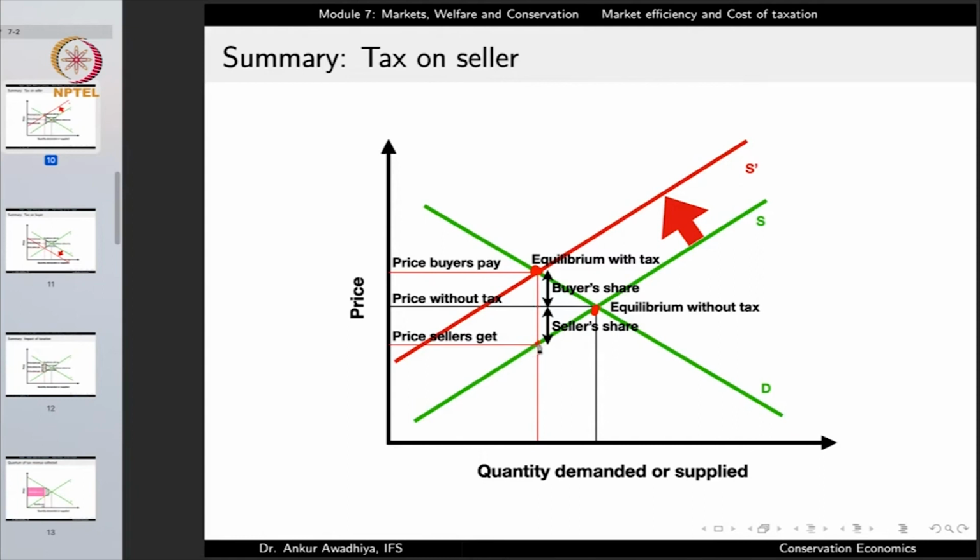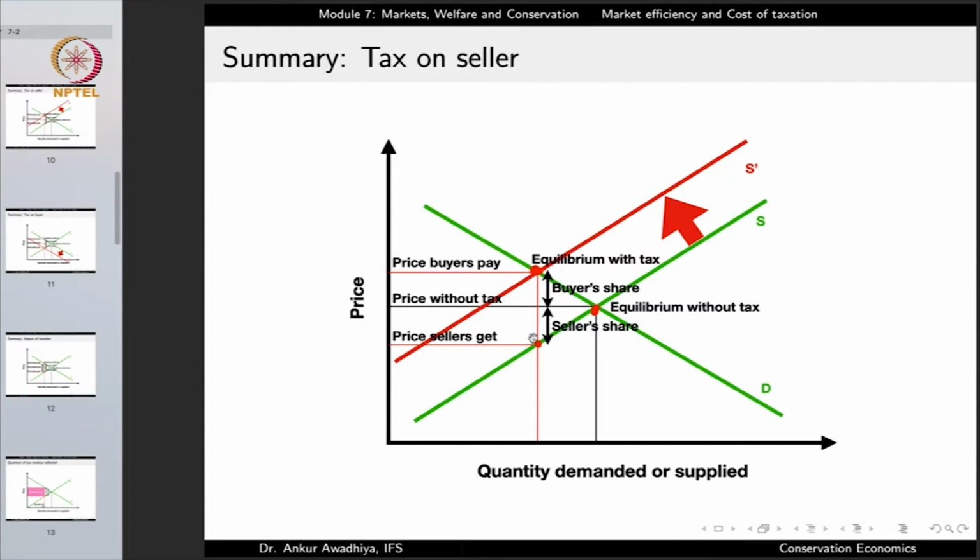So, this is the price that the sellers are getting, and the difference between the price that the buyers are paying and the price that the sellers are getting is the amount of taxation that has been imposed by the government. So when the government says that 50 paise will be imposed on each sale of the pen, then this is 50 paise.